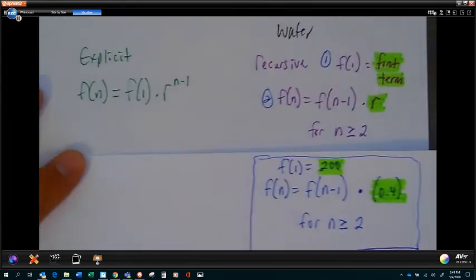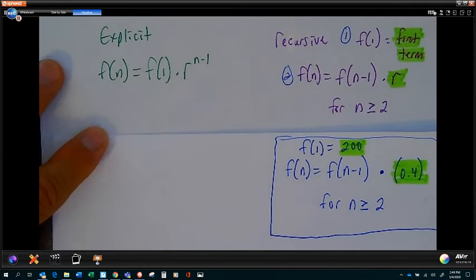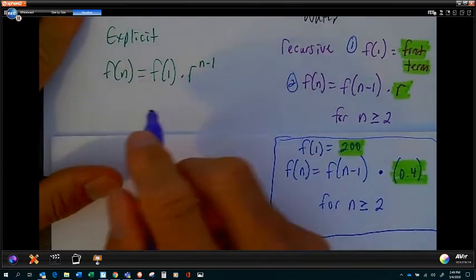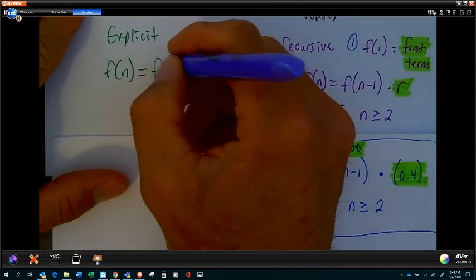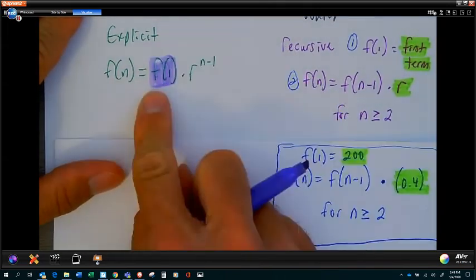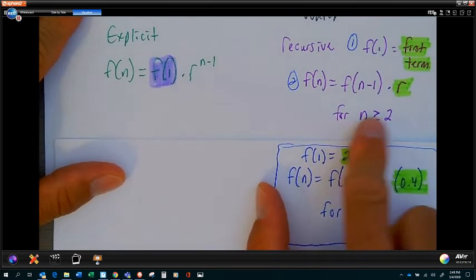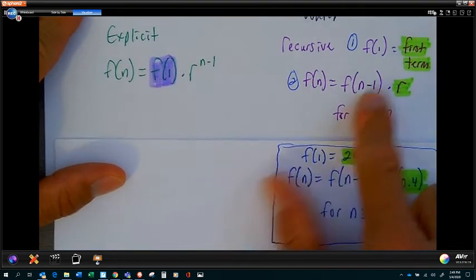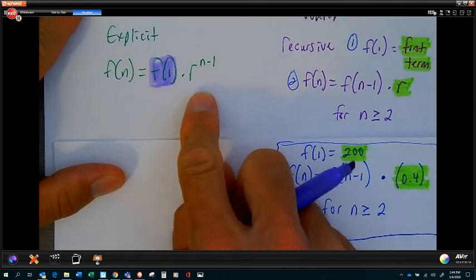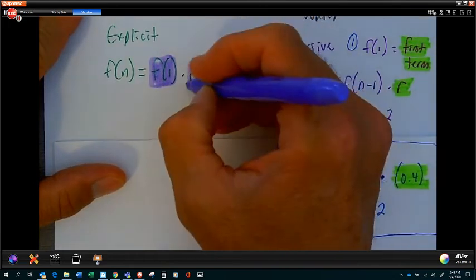And let's contrast the explicit formula. In the explicit formula, we are going to replace the f of 1 just like that one over here. We're going to put our number in. However, we put a number in for f of 1, where in this one we left this alone, or we just wrote the number out here. This one we actually are going to replace it. And then we're also going to replace the r.